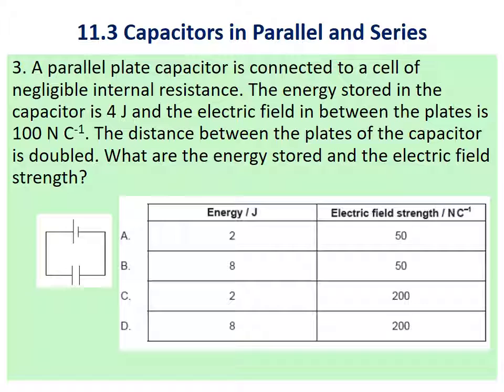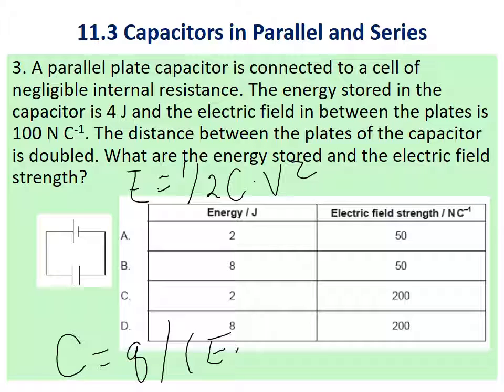So we will use the equation E equals 1/2 C times V squared to figure out how the energy changes, and then I will use this equation, capacitance equals Q over E times D. And this E is the electric field. I can rewrite this equation as E equals Q over C times D.